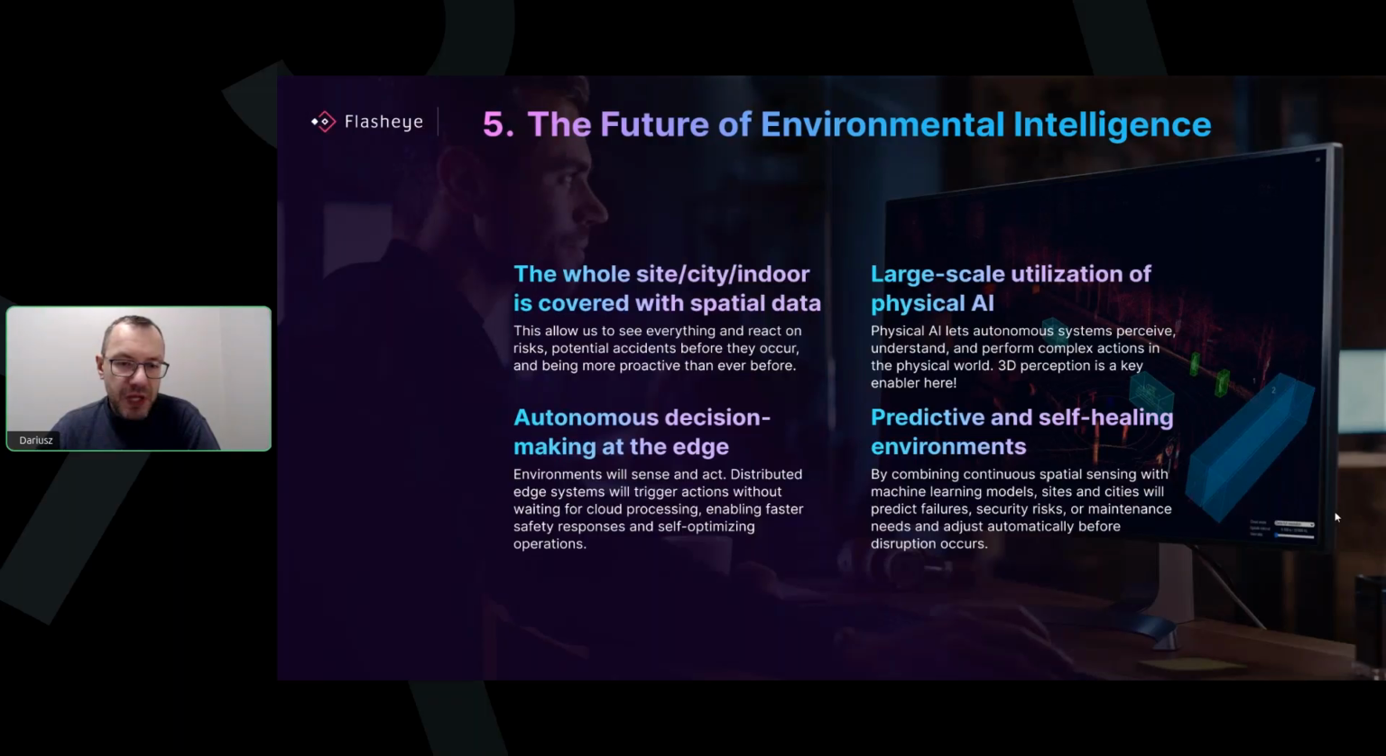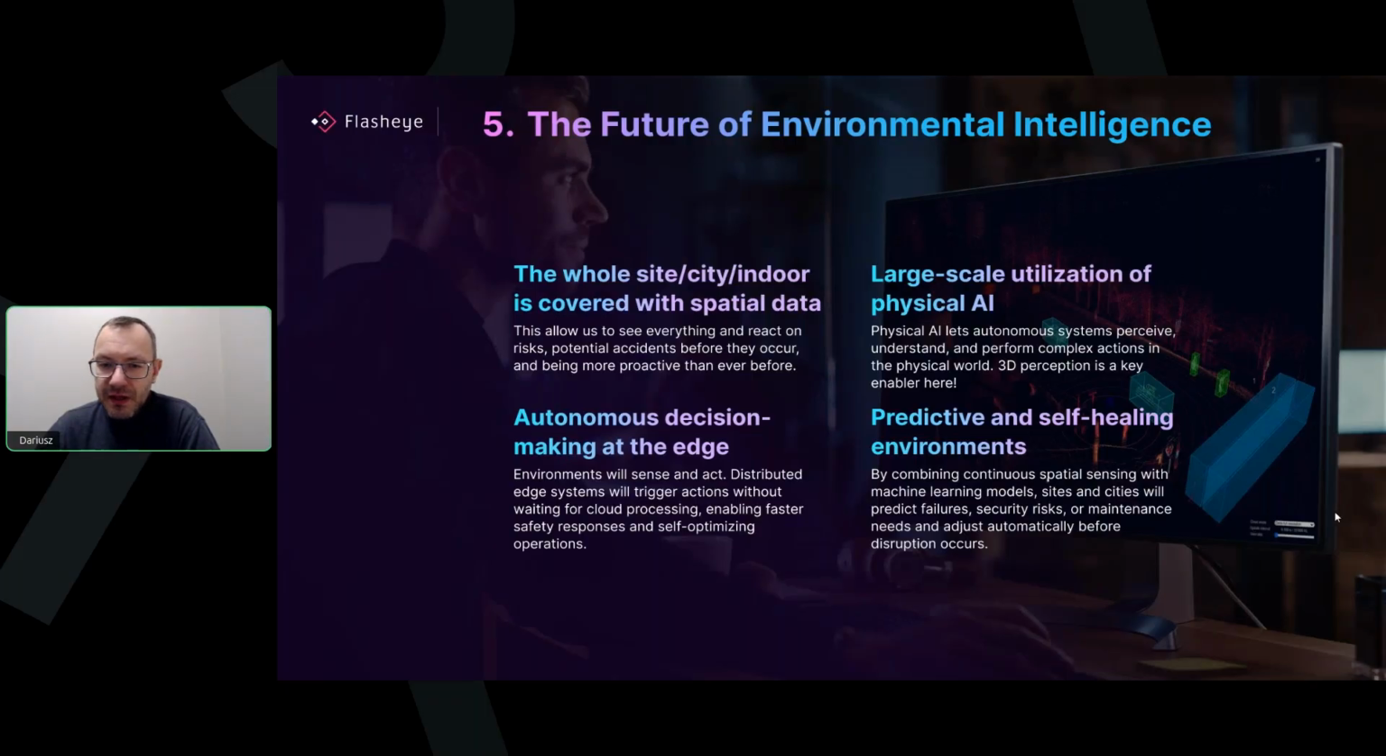Autonomous decision making at the edge, where environments will sense and act, and distributed edge systems will trigger actions without waiting for cloud processing, which will enable faster safety responses and self-optimizing operations. Large-scale utilization of physical AI, where physical AI will let autonomous systems perceive, understand, and perform complex actions in the physical world. 3D perception is a key enabler here.